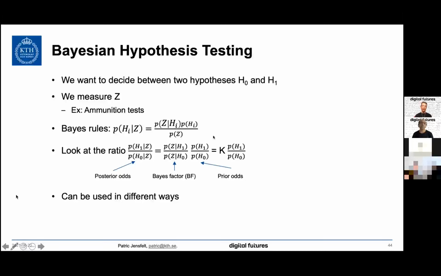And you can use this in many different ways. Before you do any tests, this is what you can look at. And then if you've done all the tests and plugged in all the data, you can look at this ratio. Or you can look directly at the Bayes factor, which says how much you're changing your idea from H0 to H1. And when the priors here are equal, then you end up with the posterior odds being equal to the Bayes factor.